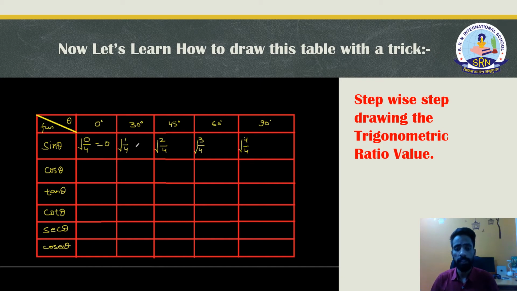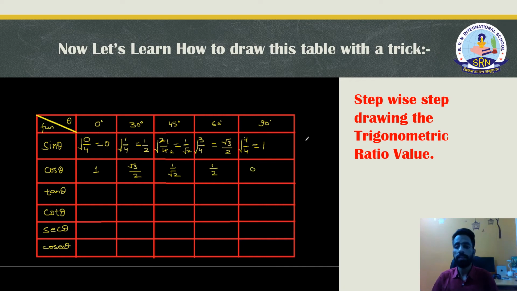Let's simplify it. 0 by 4 will become 0, 1 by 4 will become 1 by 2, 2 by 4 will become 1 upon root 2, as we can cancel 2 and 4 as 1 upon 2, and this will become root 3 upon root 4, which is 2. 4 by 4 is 1, root 1 is 1. Now for cos theta, we will write these values in a reverse sequence. That means 1 will come first, then root 3 by 2, and the next will be 1 by root 2, then the next will be 1 by 2 in a reverse sequence, and the last one will be 0, of course.